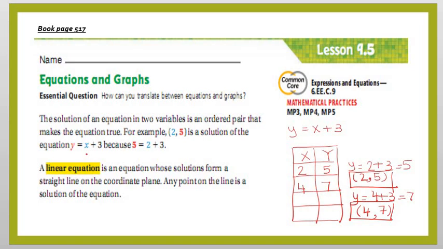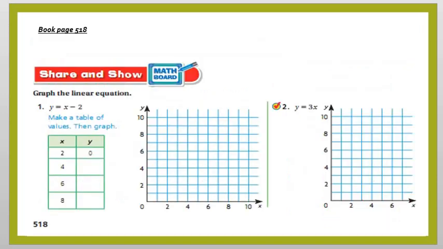So this form of equation is called a linear equation. A linear equation is an equation whose solutions form a straight line on the coordinate plane. Any point on the line is a solution of the equation. So this type of equations that has two variables has many solutions, not only one solution.